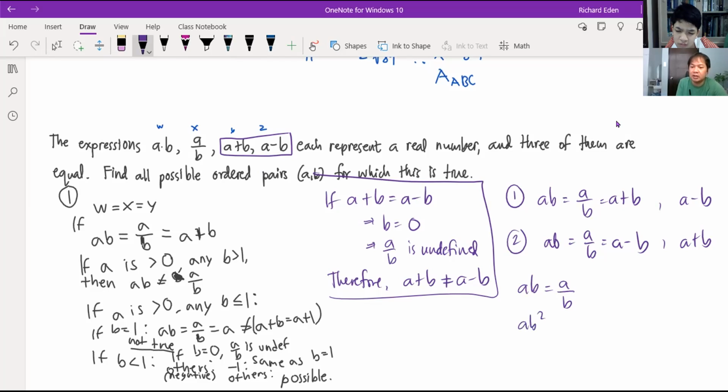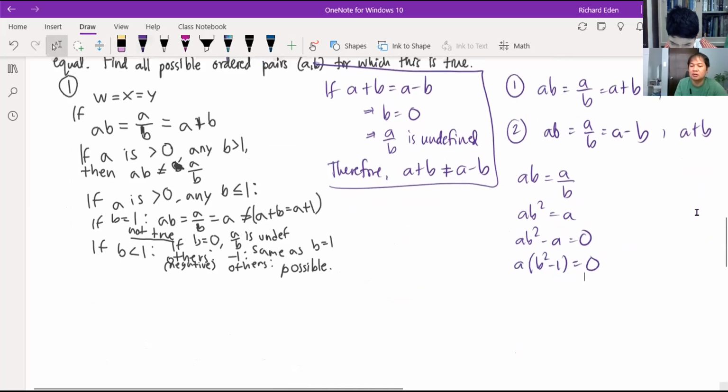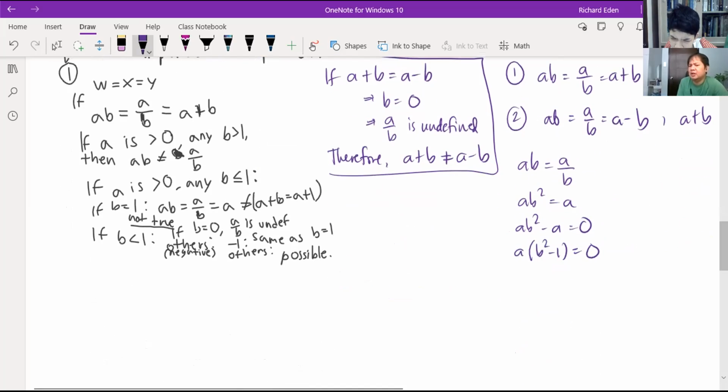So AB squared equals A, and then move everything to one side. AB squared minus A equals 0. But then that means you have A multiplied by B squared minus 1 equals 0. So I believe you're familiar with solving quadratic equations. So this implies that either A is 0, or B is 1, or B is negative 1. So these are three possibilities that arise out of this situation.